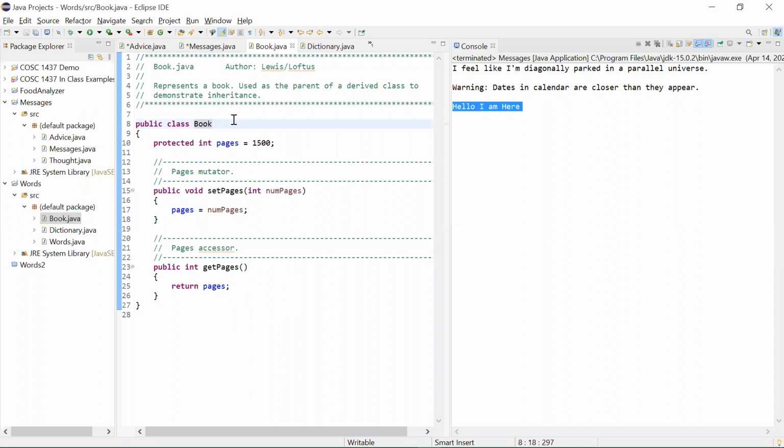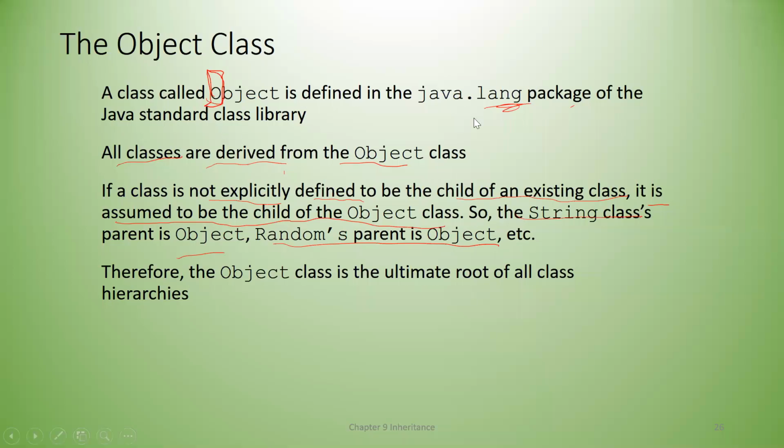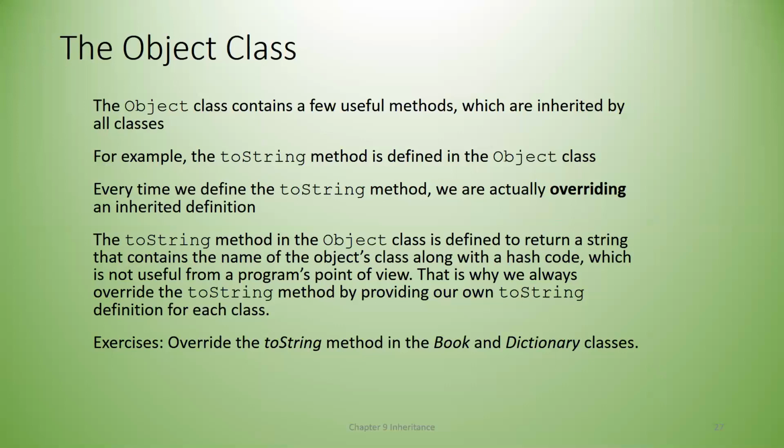So this is simply extends object, but it's omitted because by default, that's the case. Any class is a child class of object. Therefore, the object class is the ultimate root class, the root of all class hierarchies. The object class contains a few useful methods which are inherited by all classes.